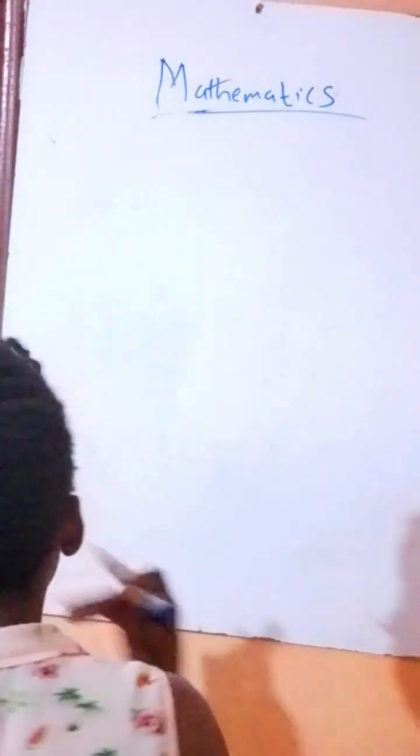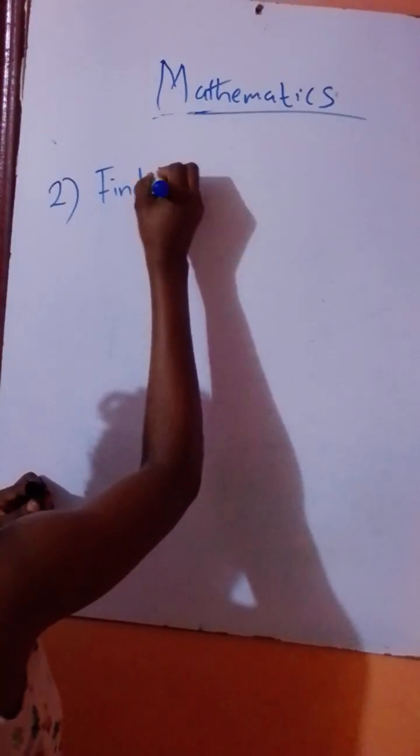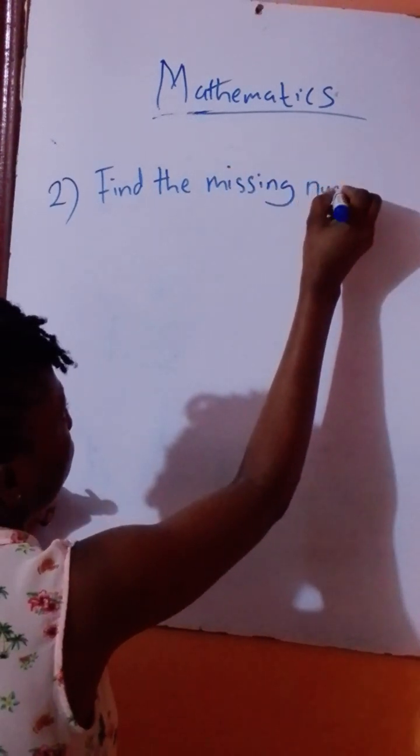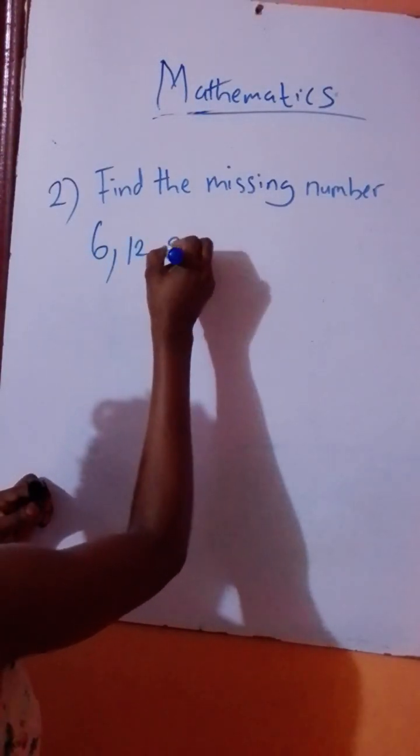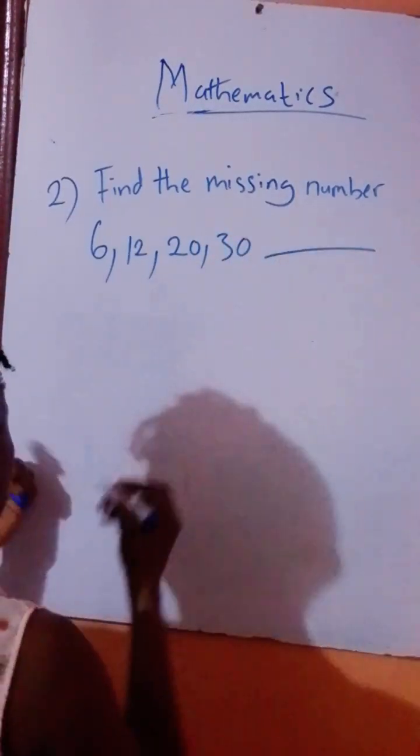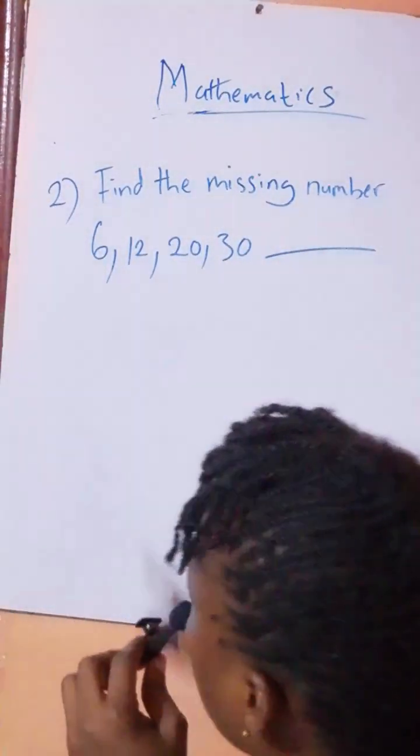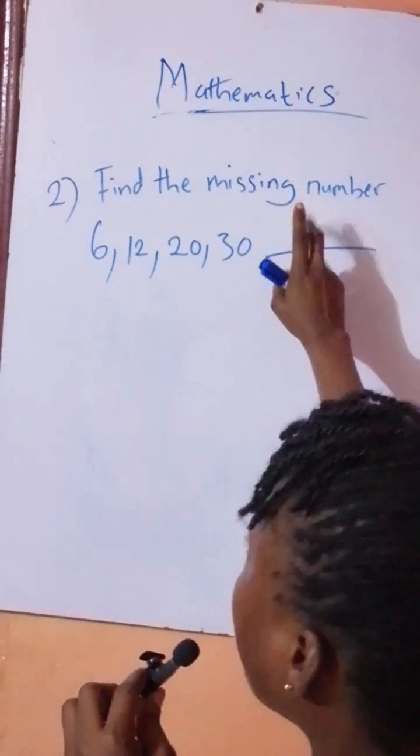We'll be taking example 2. And our example 2 says find the missing number. What do you think is going to be here?